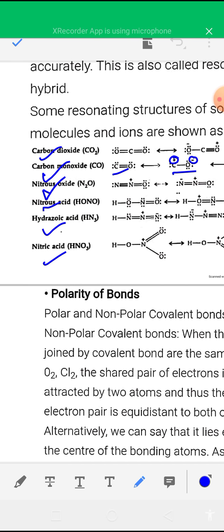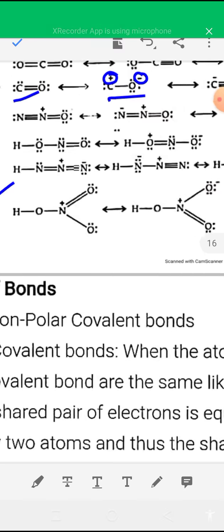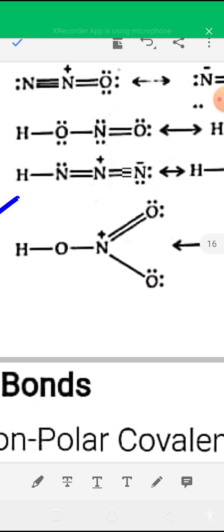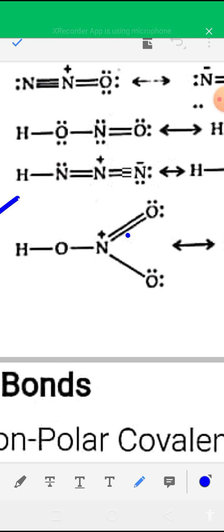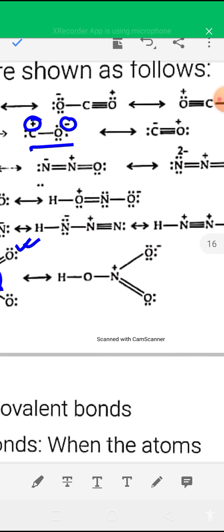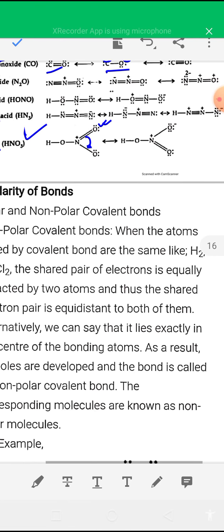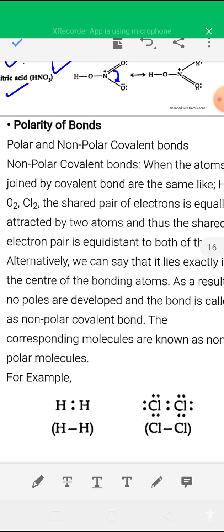Next, the resonance structure of nitric acid, HNO3. First you have to know the Lewis dot structure. Then after delocalizing the pi electron, this bond will be a double bond and this bond will be a single bond. So two structures of HNO3 are given here. All these structures you have to practice, the resonance structures of different covalent molecules.